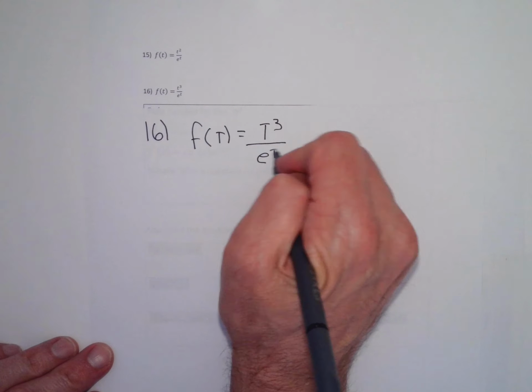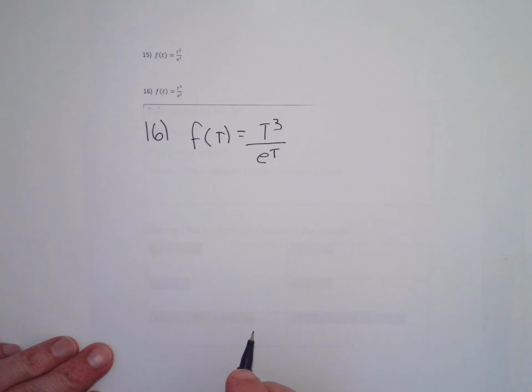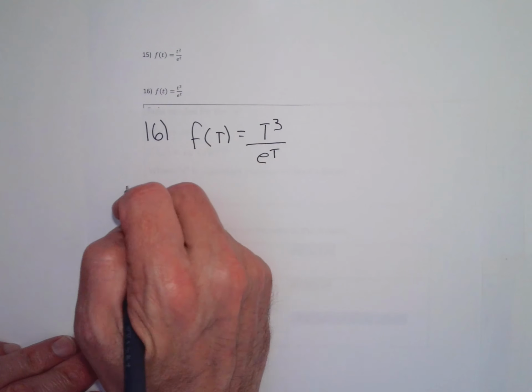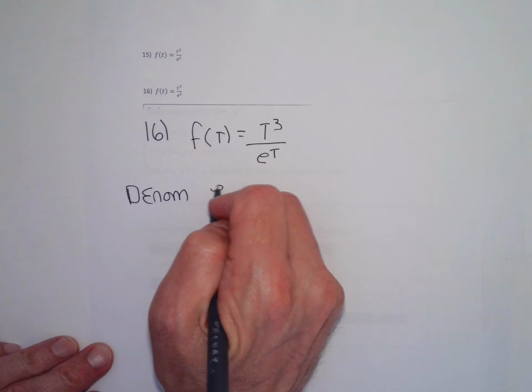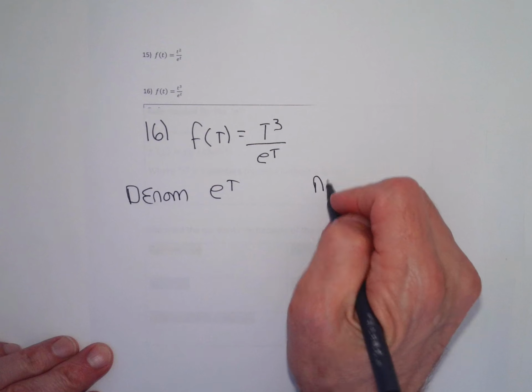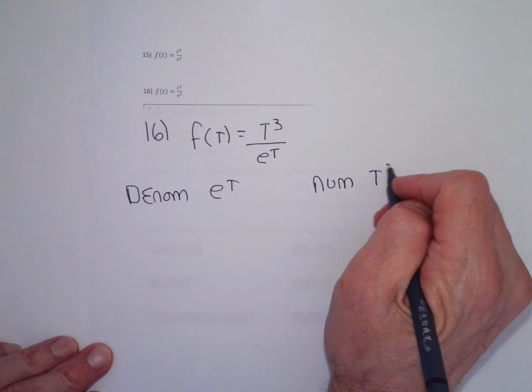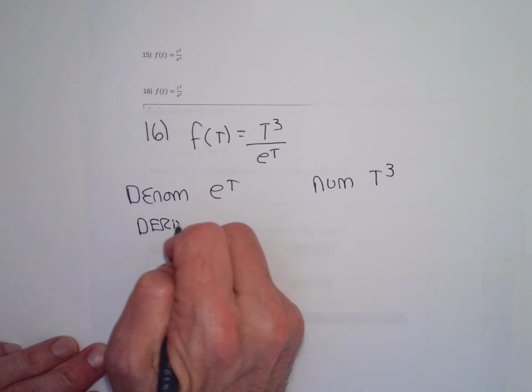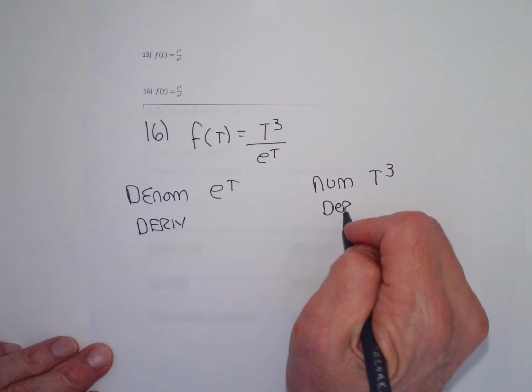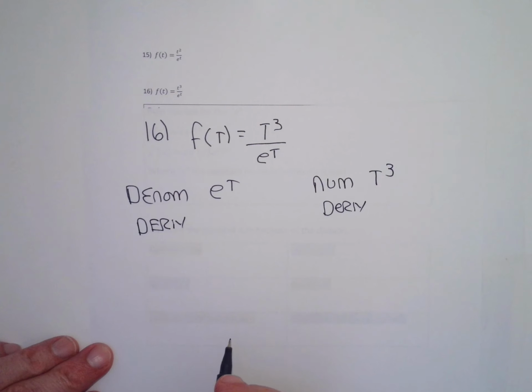So 16 wants me to do f of t. I picked t for the variable for no special reason, just so we're not always seeing x. It's going to be a quotient rule because it's a fraction, and I can't get rid of the fraction. So I need to write denominator. In this case, it's e to the t. Numerator, in this case, it's t cubed. Derivative. Cross multiply, put a minus between, then do the denominator squared.